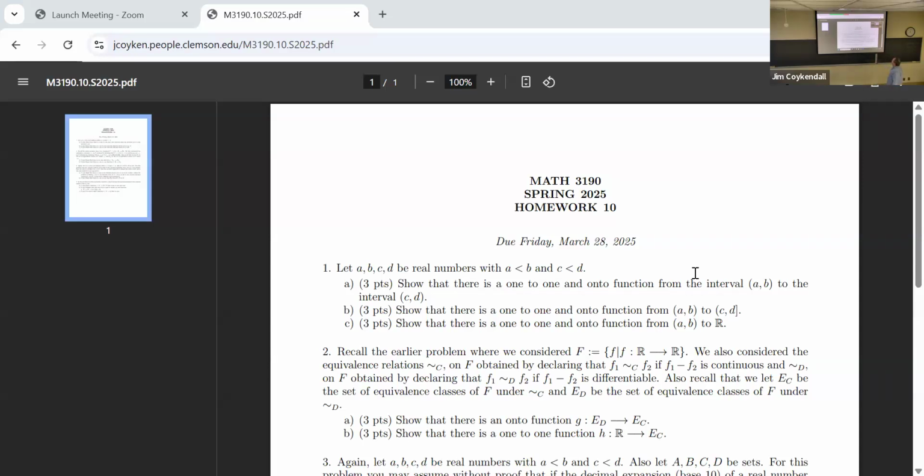Number C, show there's a one-to-one and onto function from AB to R. The most obvious one to me might take you back to calculus or even trigonometry days.